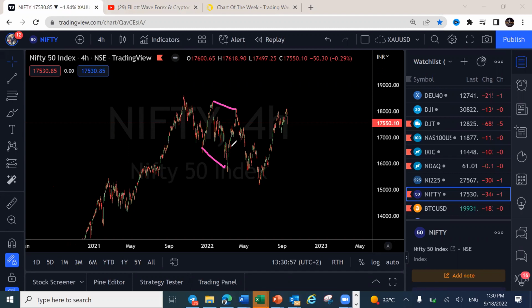You can see it's a running flat because as much as this is an ABC corrective structure, the B breaks the low and the C does not break the high of the A there. So that is a 1, that is a 2, that is a 3-wave structure. And we've got now an impulse. So we can have now this to be a corrective structure before a continuation to the upside. Let's see how that's going to play out.